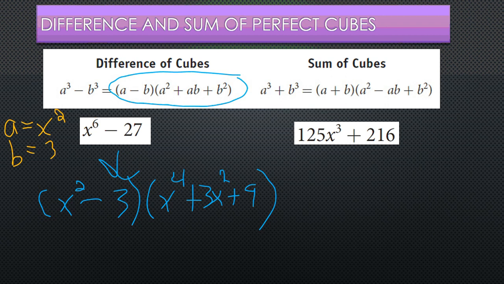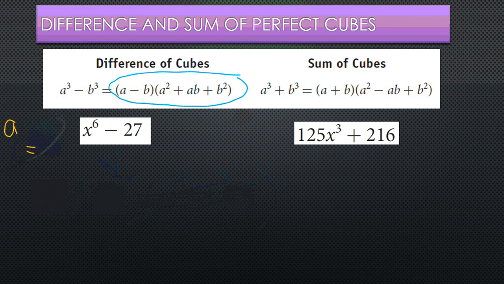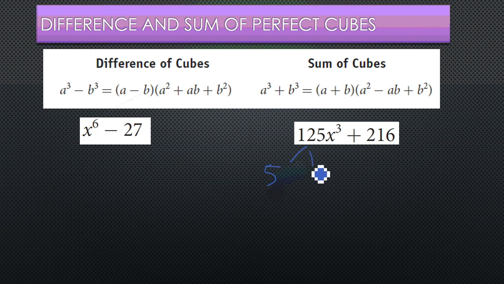Okay, so we're going to look at this and say, let me get rid of this first. Okay, so we got that out of the way. And let's just focus on this piece right here. So think about 125 as 5 times 5 times 5. And x cubed is x times x times x. So they qualify as perfect cubes. And 216 is 6 times 6 times 6.